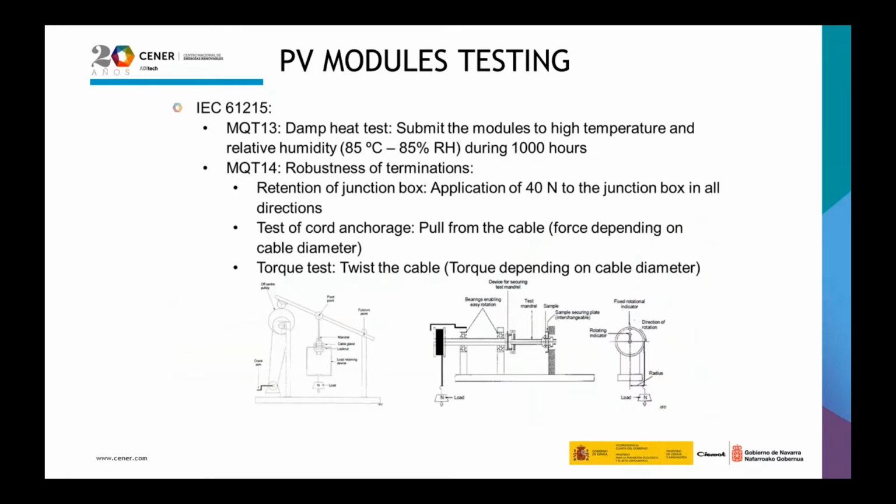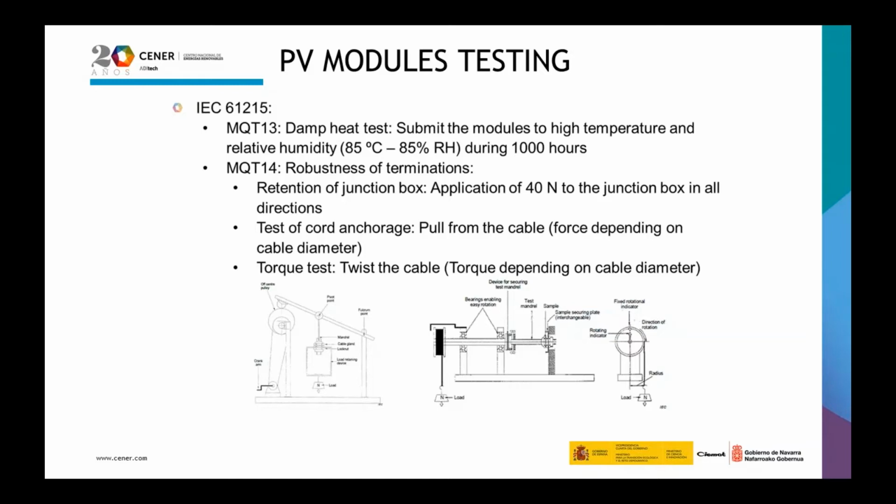The damp heat test. Here, the module has to withstand 1000 hours, that is 42 days, submitted to the conditions of high temperature and high relative humidity. The purpose of this test is to determine the ability of the module to withstand the effects of long-term penetration of humidity.